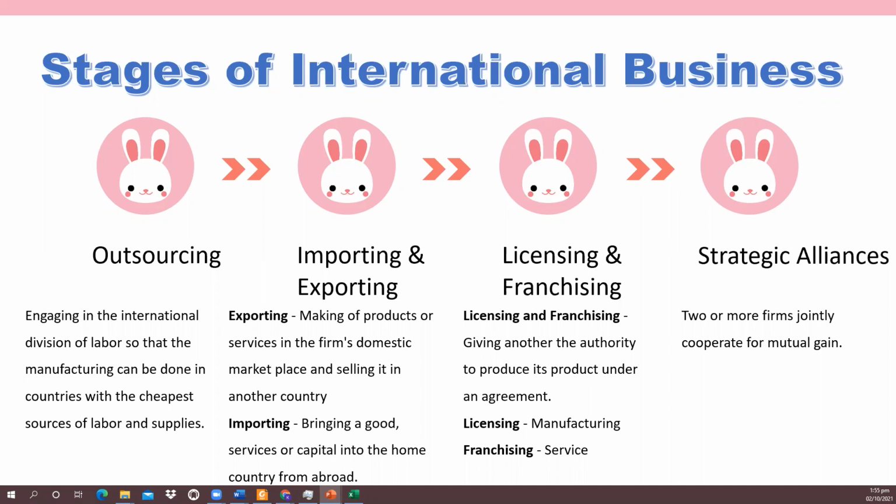Strategic alliance, 2 or more firms jointly cooperate for mutual gain. Okay? So 2 or more firms jointly cooperate for mutual gain. So ito yung parang mga sister companies, I think. Ayan, so parang since same naman sila ng objective, they can join force for the mutual gain. Pero parang magiging dalawa yung owner, parang nag-join force lang sila.